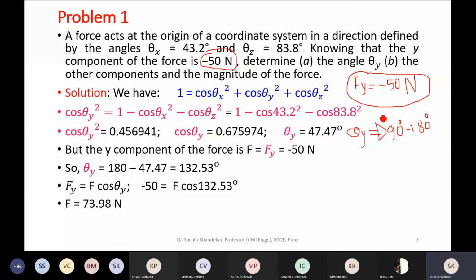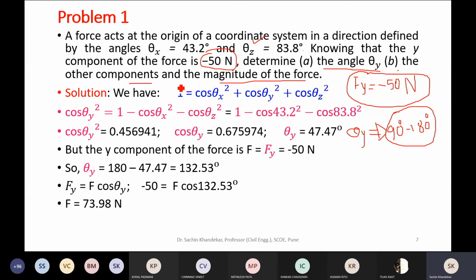Very important conclusion. Now the first question is to determine the angle theta y, which must be in this range. The second question is to find the other components and the magnitude of the force. The other components mean Fx and Fz. How do we attack this problem now?